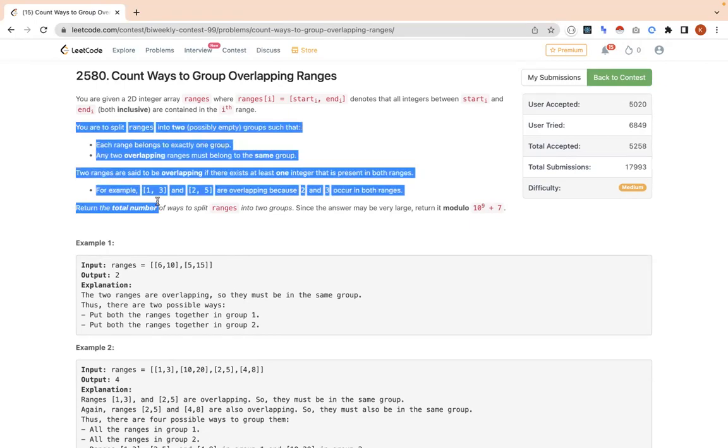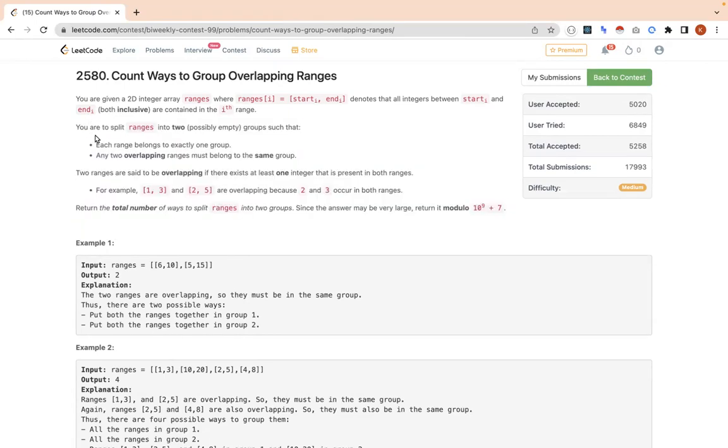So if we read this, you are to split the ranges into two possibly empty groups such that each range belongs to exactly one group. So when we take one range, we have to keep it in exactly one group. We cannot keep the range in both of them. And any two overlapping ranges must belong to the same group.